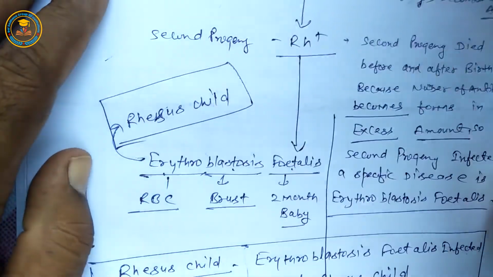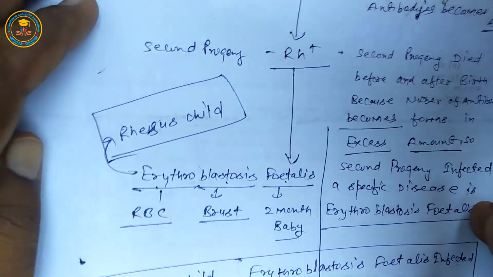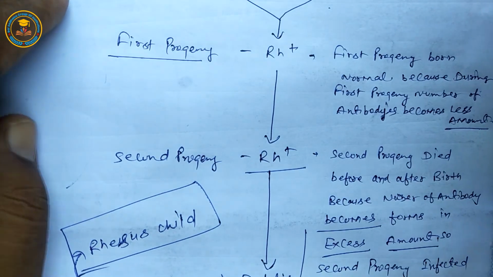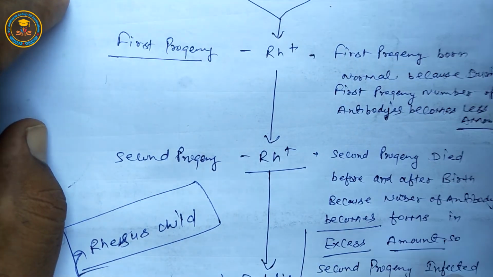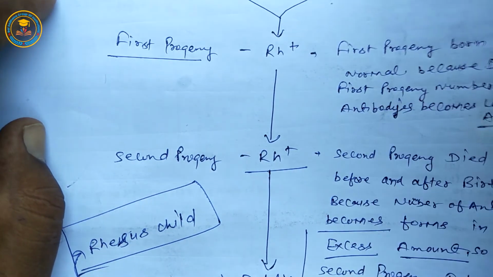So today's topic is complete: blood groups and their types, the ABO system and the RH system.